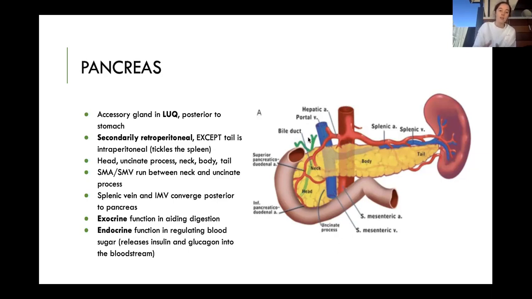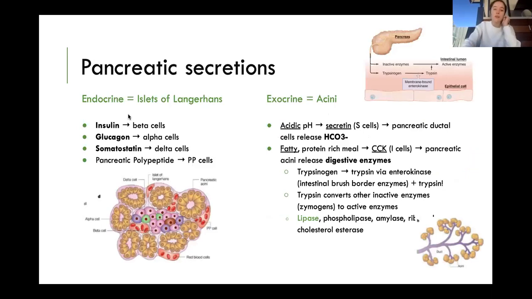And it's got exocrine and endocrine function. So your exocrine is secreting enzymes into the ducts to aid digestion, whereas its endocrine function is releasing hormones into the blood. So that's your insulin and glucagon, which I'll talk about in a second. So here your endocrine function is your islets of Langerhans. So that's your things in the middle.